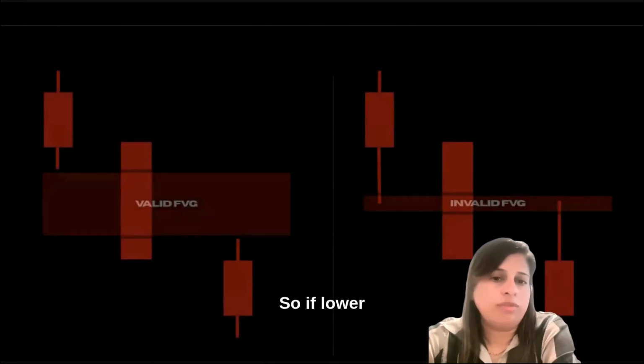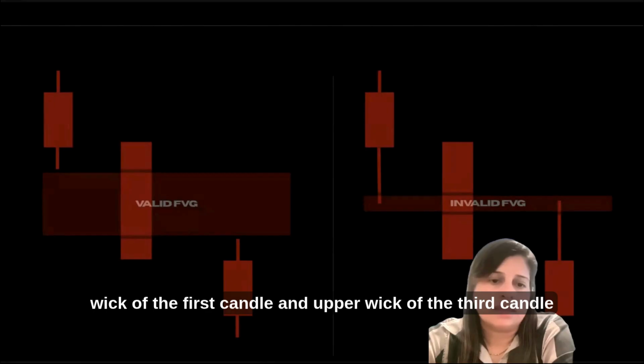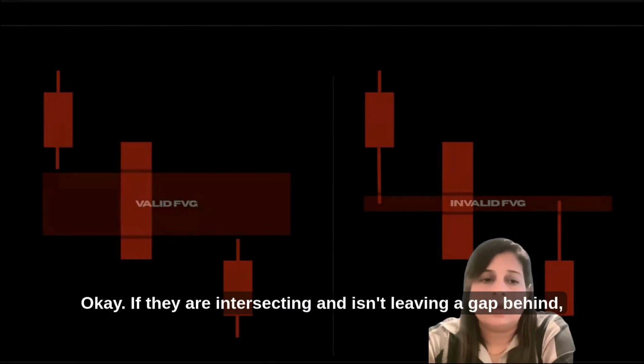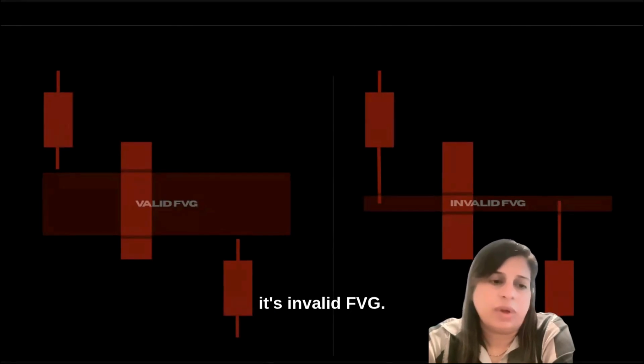In case of bearish FVG, if the lower wick of the first candle and the upper wick of the third candle aren't intersecting and leave a gap behind, it's a valid FVG. If they are intersecting and aren't leaving a gap behind, it's invalid FVG.